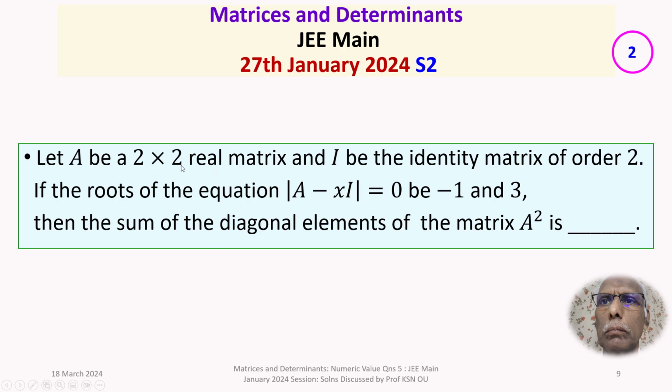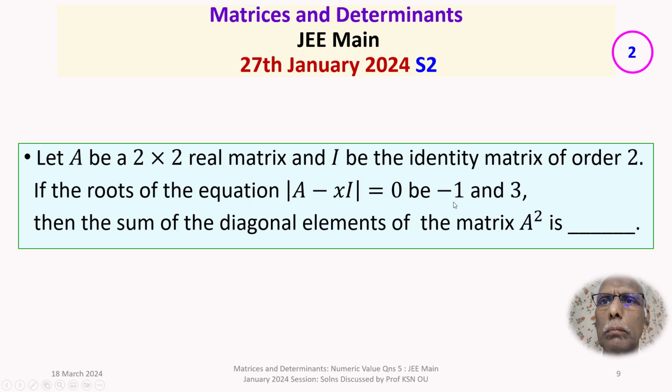A is given to be a 2 by 2 real matrix and I is the 2 by 2 identity matrix, and it is given that the roots of this equation, determinant of A minus xI is equal to 0, are minus 1 and 3. We are required to find the sum of the diagonal elements of the matrix A square. And if you know the concept of eigenvalues of a square matrix, and the properties of the eigenvalues, then this question is very, very easy.